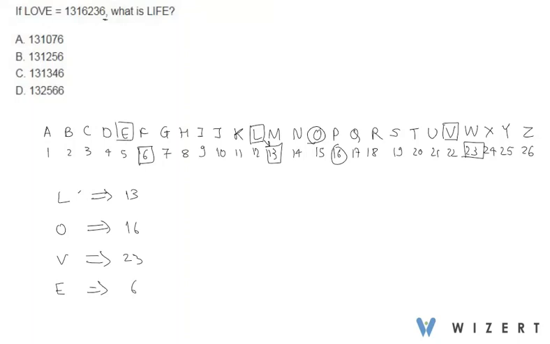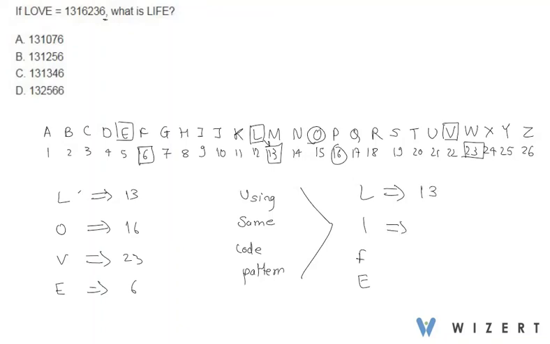So using the same code pattern, we can say for LIFE, we have L as 13. I will be taken as 10. F will be taken as 7, and E will be taken as 6.